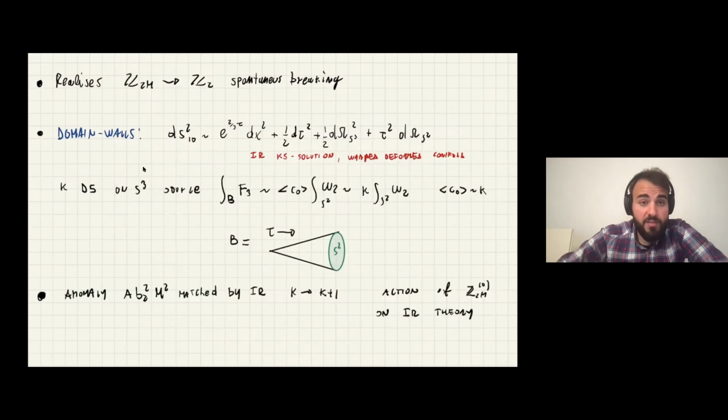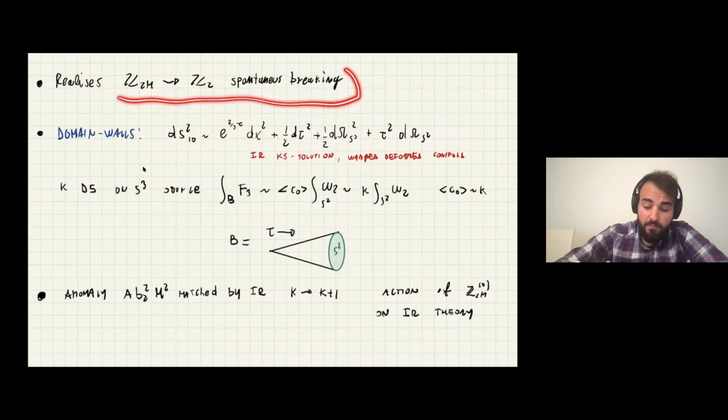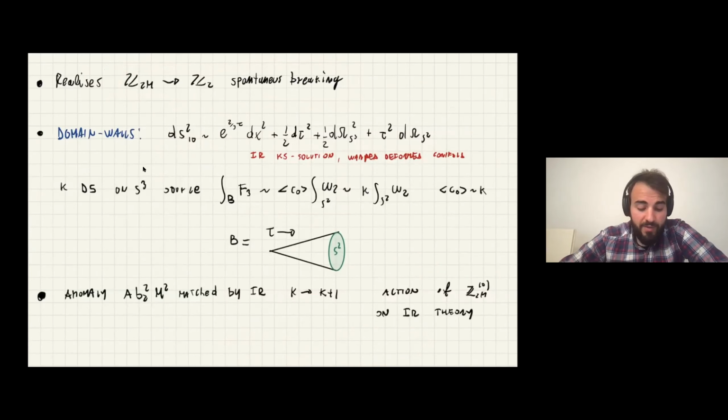So some properties of this TQFT is that this TQFT realizes this spontaneous breaking. And in particular, I mentioned that the domain walls of this TQFT are given by D5 branes wrapped on this S3 in the IR Klebanov-Strassler solution. So what this means is that K D5 branes will now source an F3. And this F3 will restrict that the VEV for C0 will be given by K. K is the number of the D5 branes on S3.